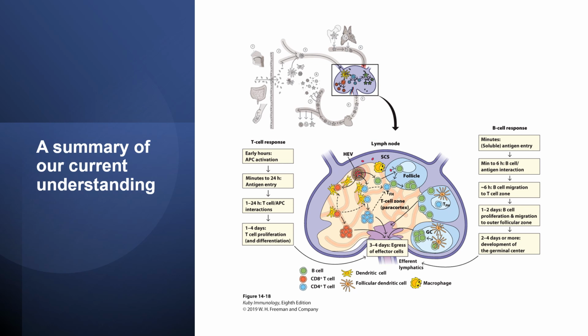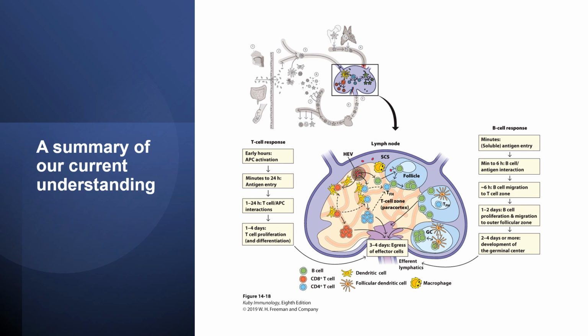Around the 6-hour mark, you start to see B cells migrating to those T cell zones, and that's where we picked up today: where the B cells and the T cells migrated to that central region between the follicles and the T cell paracortex of the lymph nodes, or the periarterial lymphoid sheath of the spleen. At days 1 to 2 post-antigen encounter, you see B cell proliferation and migration still to that follicular zone. This goes on from about 6 hours after antigen encounter for up to 2 days or so.